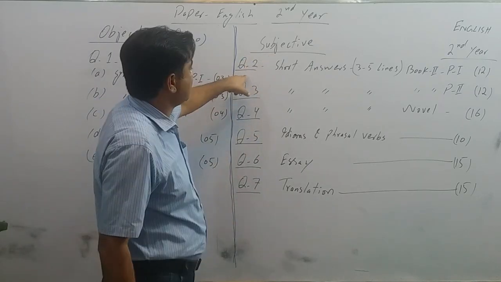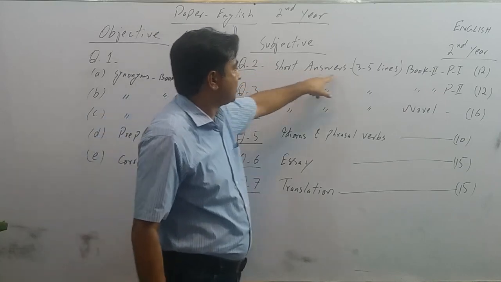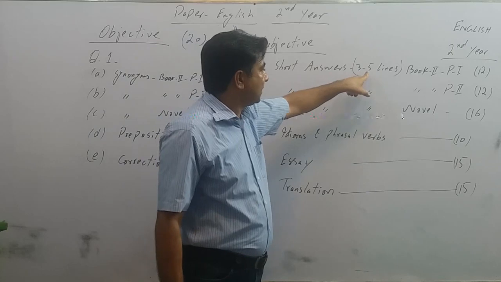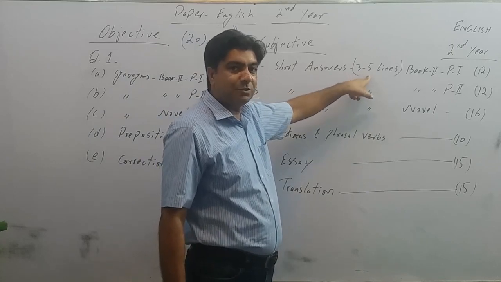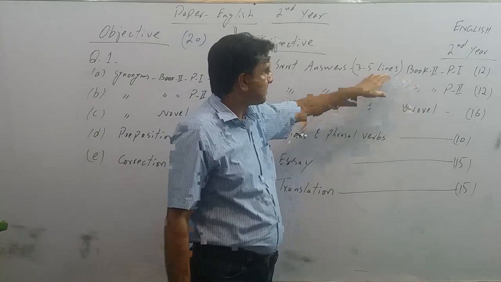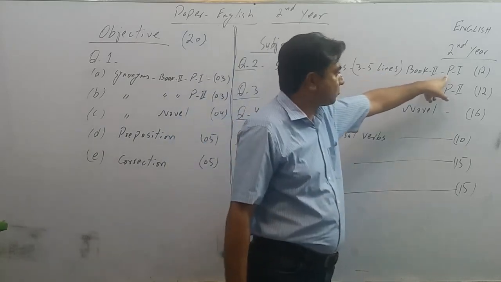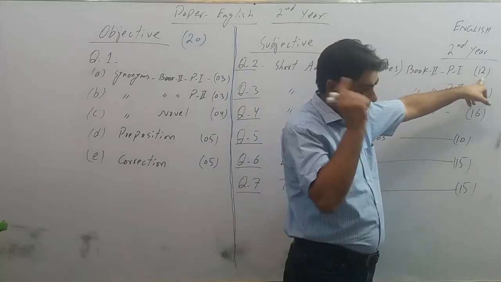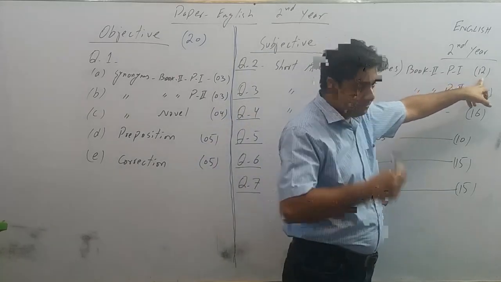Subjective portion, question number 2 is give short answers to the questions in 3 to 5 lines. The first one is from Book 2. It will have questions, but you will get choice.